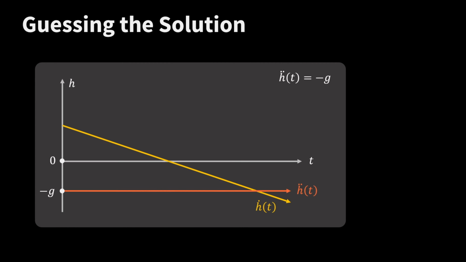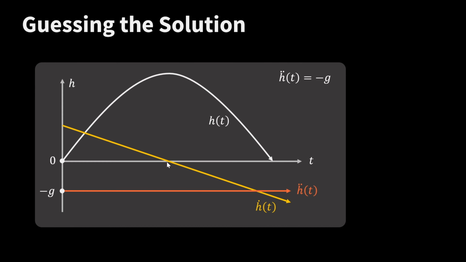Now let's guess how h itself will look like. We have another degree of freedom. We can choose the height of the ball at time equals 0. Let's assume the height is 0 at the beginning. H dot tells us that the rate of change is positive at this point. However, as time passes, the rate of change gets smaller and smaller. Therefore, h is bent downwards.